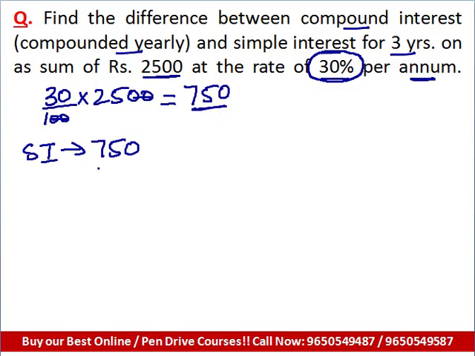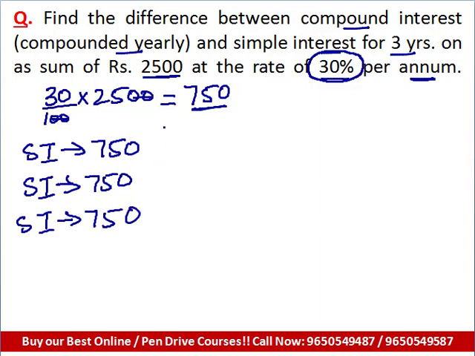And as you know, simple interest will remain the same for all 3 years. So in the first year you earned 750. Similarly, in the second year you earned 750. And even in the third year you have earned 750 rupees. That is the total simple interest that you have earned in 3 years, because the duration is 3 years. In 1 year, you are earning 30% and it will remain the same for all 3 years.